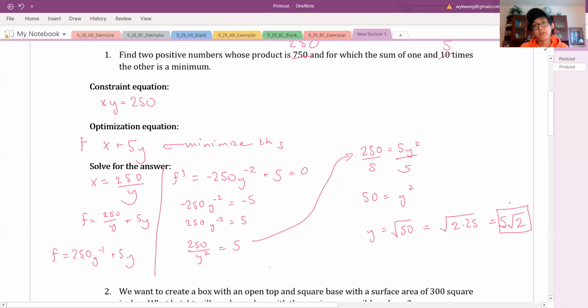So y is equal to 5 root 2. Now we just have to figure out, actually before I circle this, we have to figure out that it's actually a minimum and not a maximum. So let us make a number line to see if when y is 5 root 2, it's a minimum rather than a maximum. So we're going to plug in a number to the left of 5 root 2.